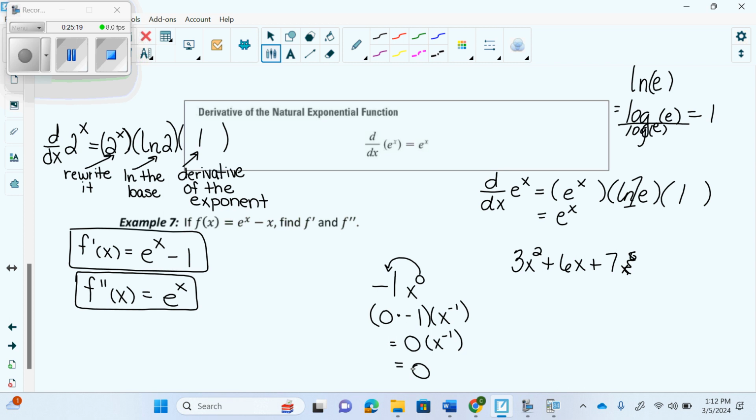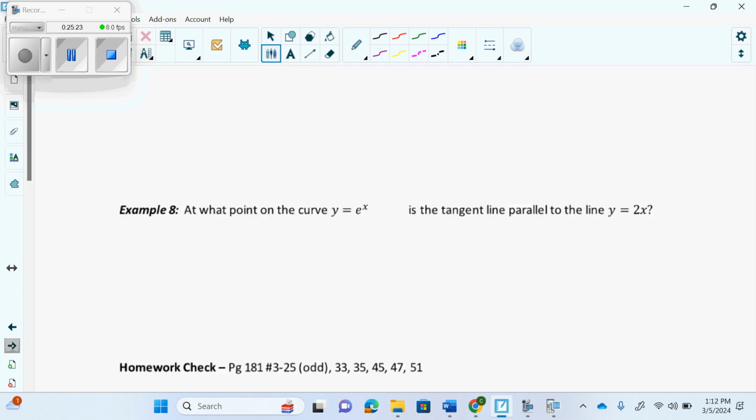Then we're going to flip over. Why is there such a large gap in this?